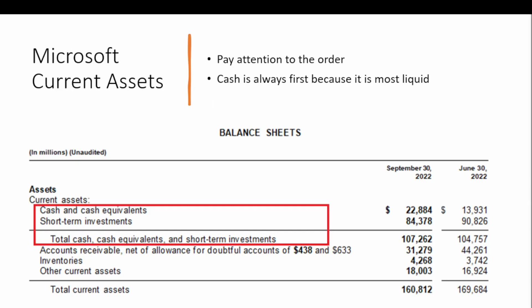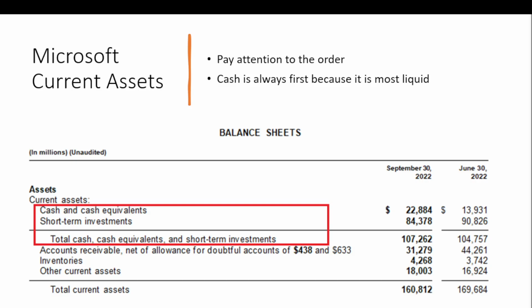So, let's just go ahead and take a look at Microsoft and their current assets. So the one thing that I want to talk about is pay attention to the order. Now you're going to see that cash always comes first in the balance sheet because it is the most liquid.